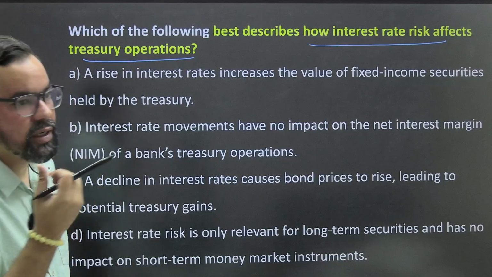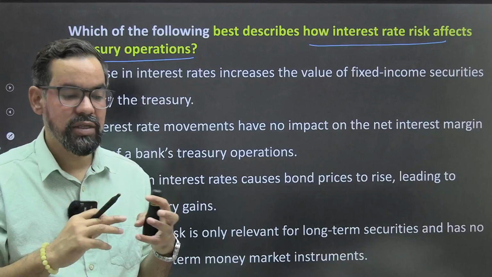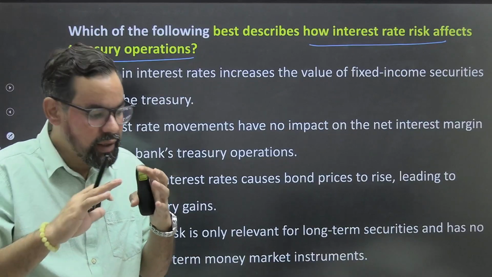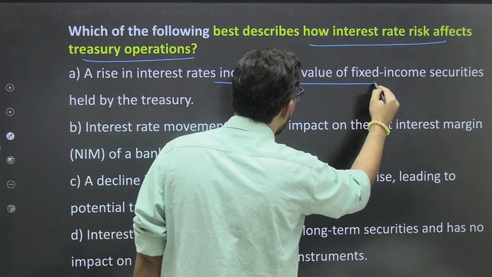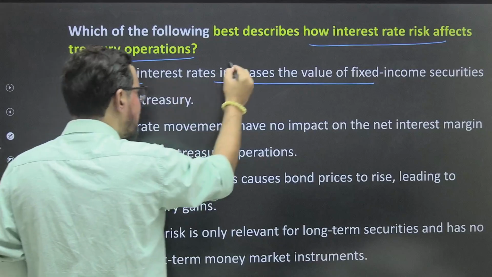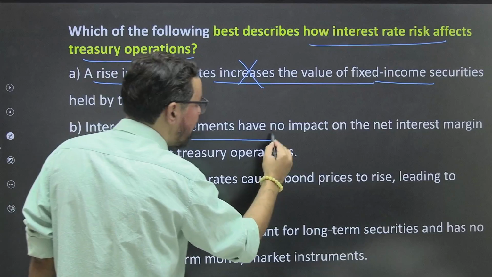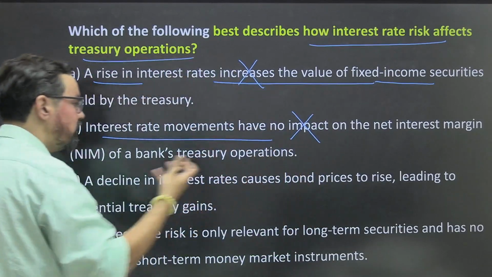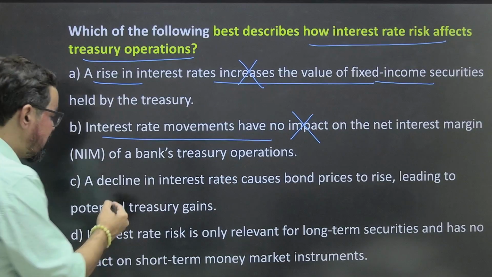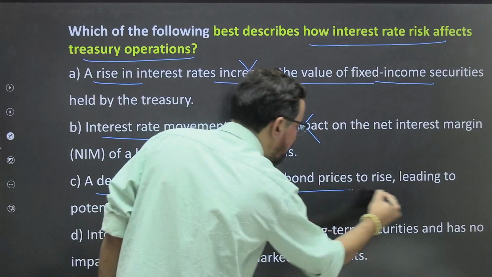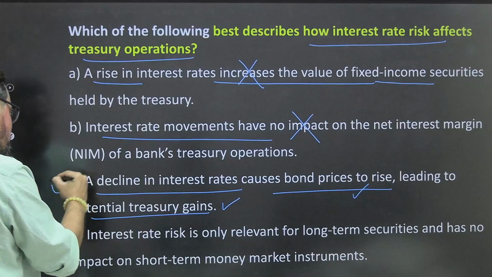Which of the following best describes how interest rate risk affects treasury operation? So interest rate risk, we can have advantages or we can have losses also. Again, it depends, because interest rate and bond prices have an inverse relation, basically. A rise in interest rate decreases the value of fixed income securities. So this is wrong. Interest rate movement has no impact? They have, like we have convexity, and they have adverse impact on the net interest margin itself. A decline in interest rate causes bond prices to rise, leading to potential treasury gain. 100% true.